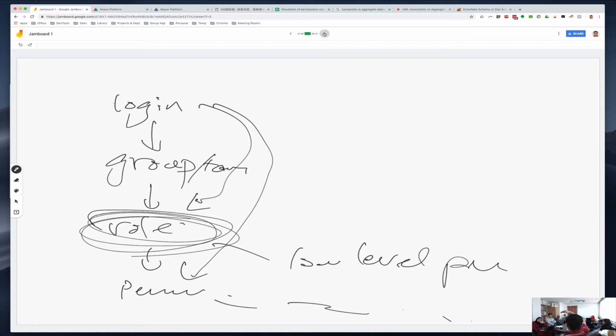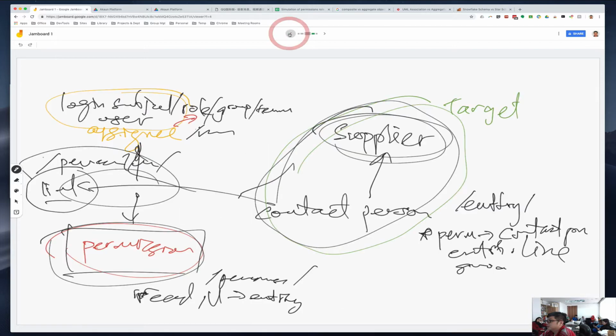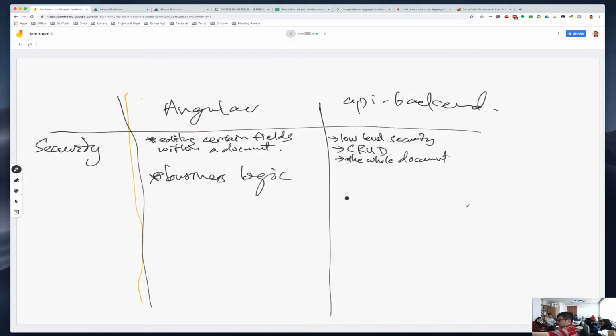What's high, what is low? What is high-level permission, as per our discussion in this context? This is a low-level API backend base, and usually it pertains to create, update, read, and delete, and is usually applicable to the whole document. Okay, so these are low-level permissions.